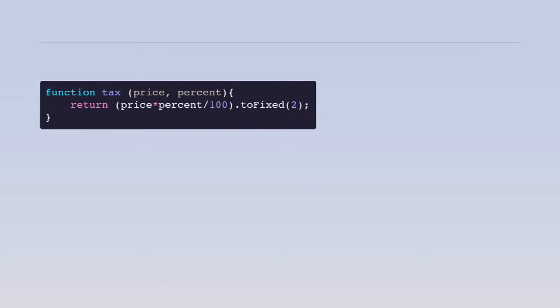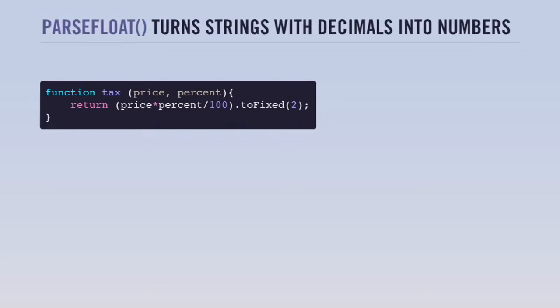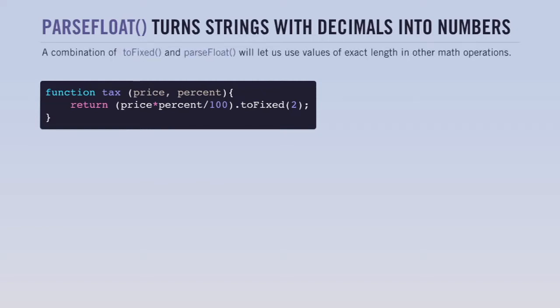A cool method that will help us out with that is called parseFloat. It's going to turn strings that have decimals into numbers to be used. A combination of toFixed and parseFloat will let us use values of exact length in all of our math operations that we might desire.